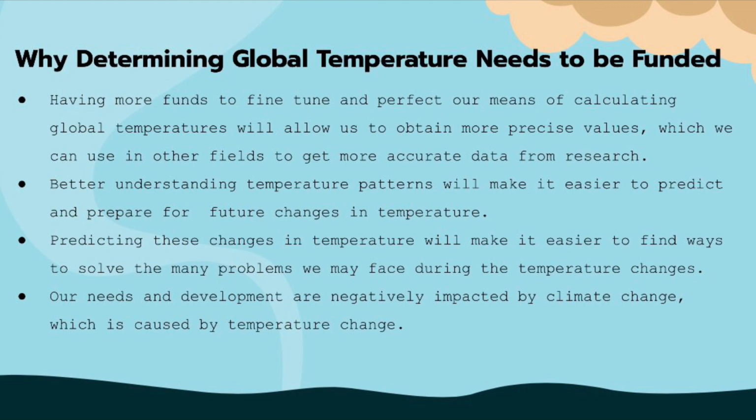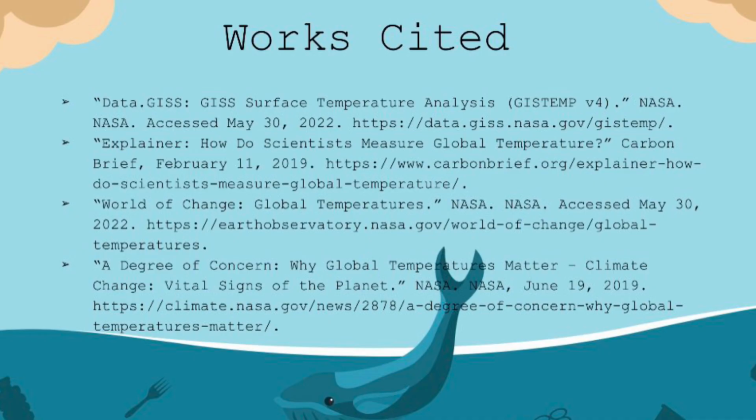Lastly, tying into these problems, a lot of our needs are affected by climate change, which is caused by temperature change. Things like hot weather can dry up our lakes and put us into droughts, or extreme cold can kill off crops and put us into famines. Being able to tell the temperature in the future would help us fight climate change by taking the steps beforehand to counter it. This is the end of our presentation.